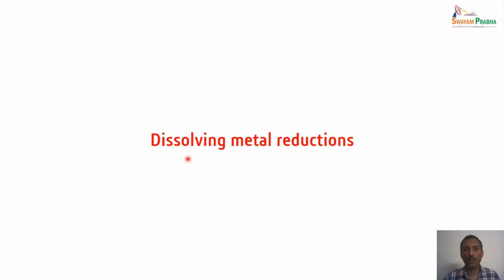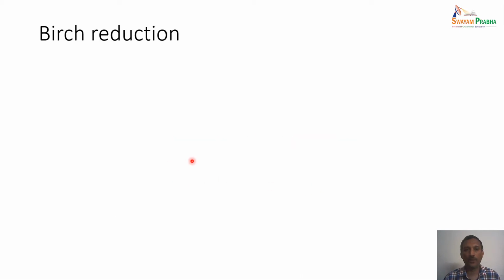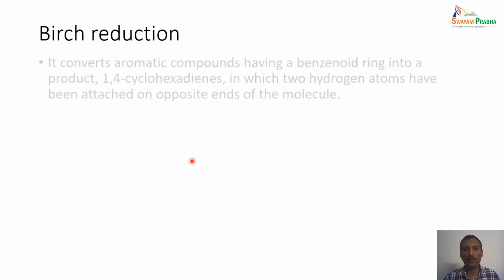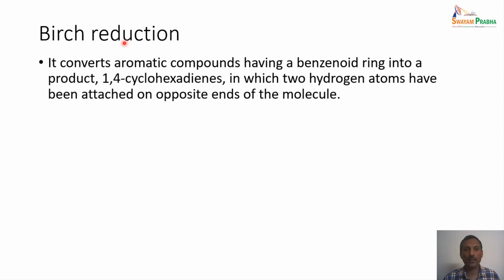Let us now look at dissolving metal reductions. As we mentioned earlier, the dissolving metal reduction example is Birch reduction. In this reaction, the Birch reduction is basically carried out in the presence of alkali metals, mainly lithium, potassium or sodium, in liquid ammonia. So that is the dissolving metal. The metal is dissolved in the reaction medium.